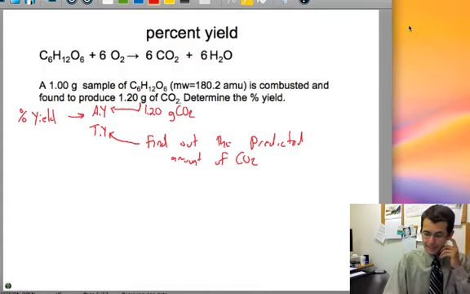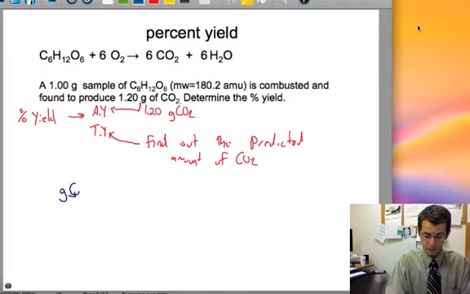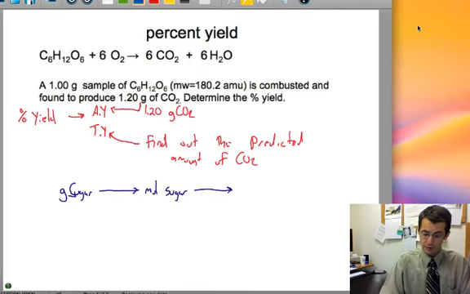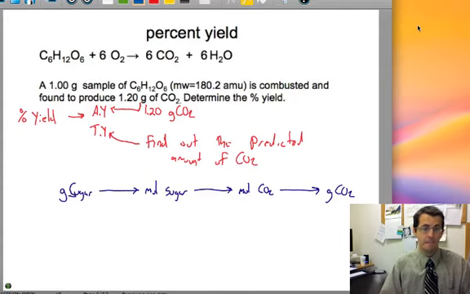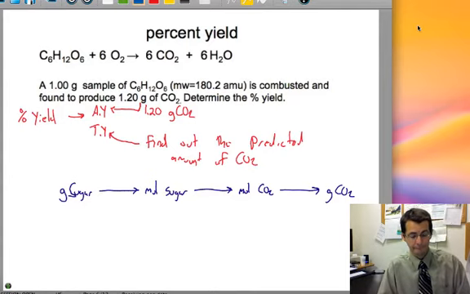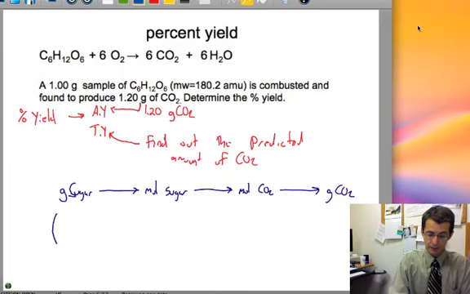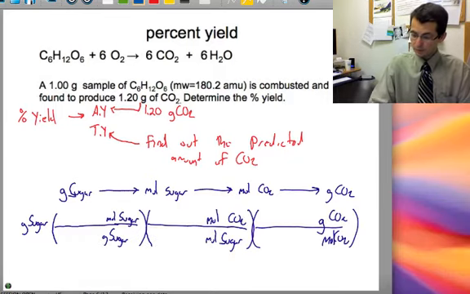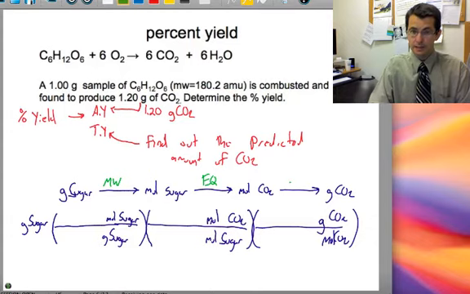Now, luckily for us, that's easy. We know how to do this. We take our grams of sugar, I'm just going to write it as sugar, convert it into moles of sugar, and then we take those moles of sugar and convert it into moles of CO2, and then into grams of CO2. We can set that up relatively quickly. Grams of sugar. We can obtain these values from the molecular weight of sugar. This is from the equation, and this is from the molecular weight of CO2, which happens to be 44 AMU.